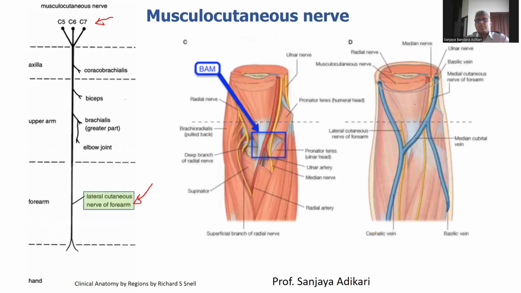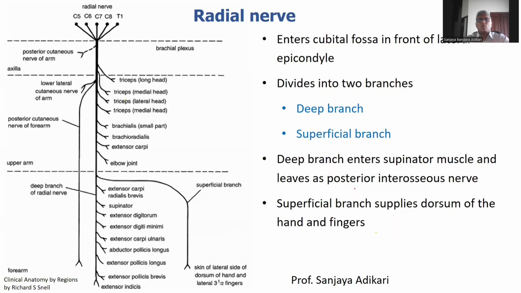And you can see here that this one, the lateral cutaneous nerve of the forearm, the cutaneous part, emerges piercing the roof of the cubital fossa lateral to the biceps tendon. Then it supplies the lateral aspect of the forearm. So that is the one I wanted to mention.